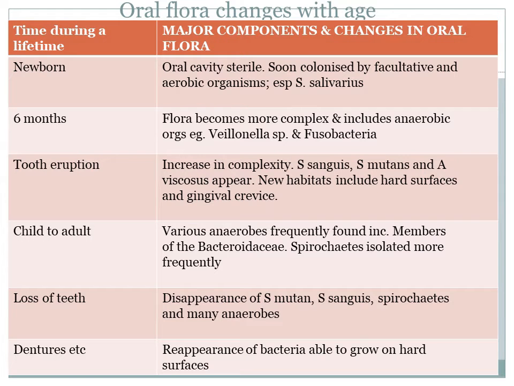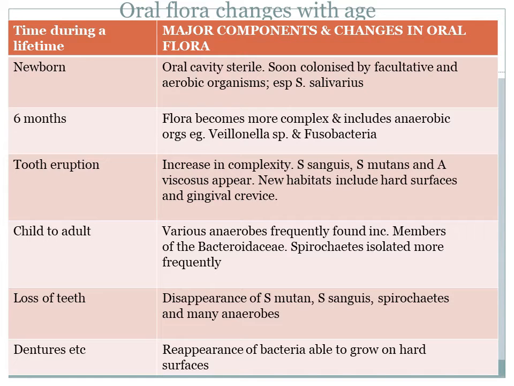Oral flora changes with age during the lifetime. At the newborn period, the oral cavity is sterile, soon colonized by facultative and aerobic organisms, for example Streptococcus salivarius. At 6 months, flora becomes more complex and includes anaerobic organisms such as Veillonella species and fusiform bacteria. At the period of tooth eruption, there is an increase in complexity. Streptococcus sanguis, Streptococcus mutans, and Actinomyces viscosus appear. New habitats include hard surfaces and gingival crevicular fluid.